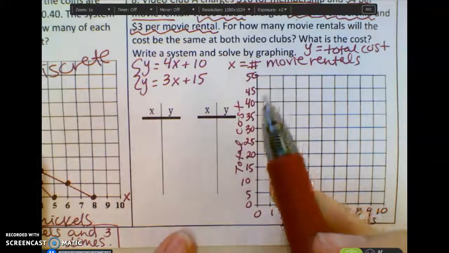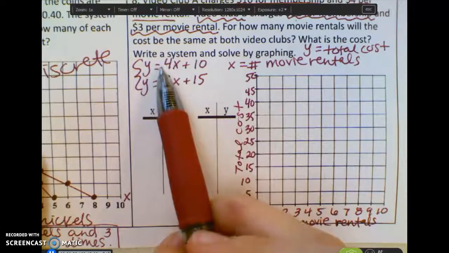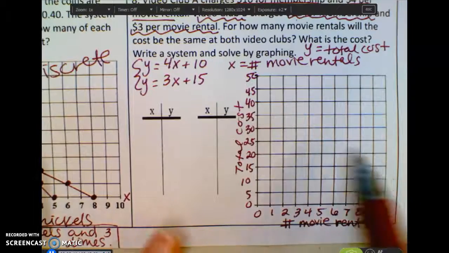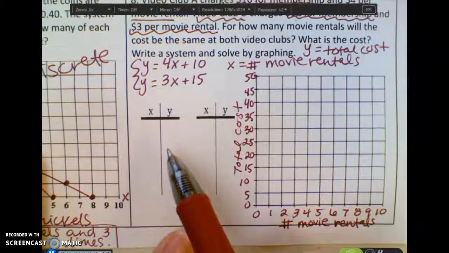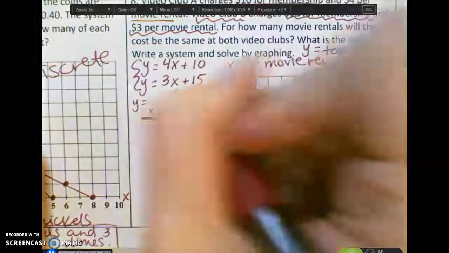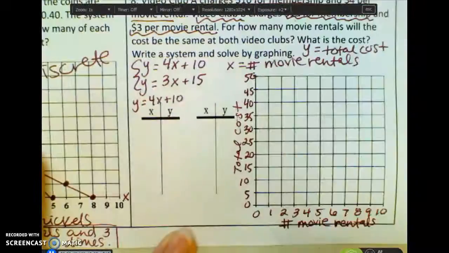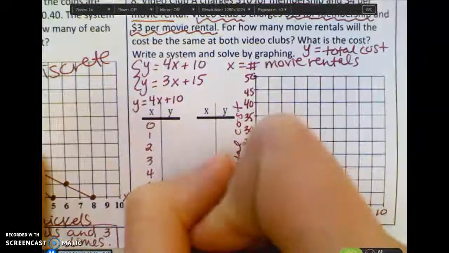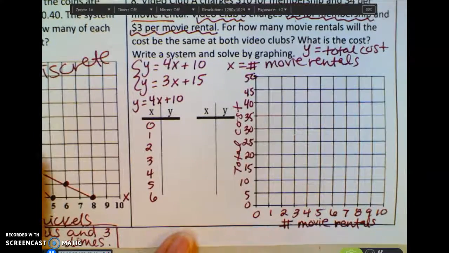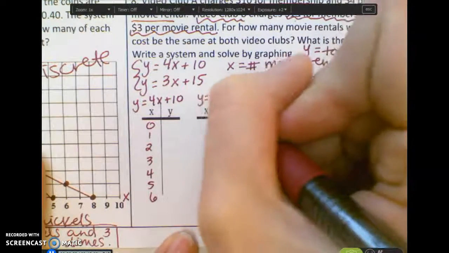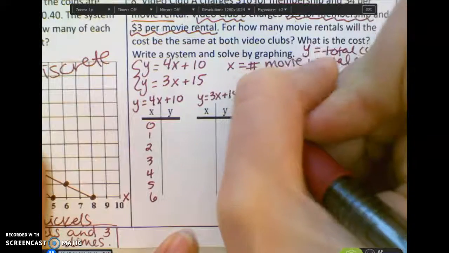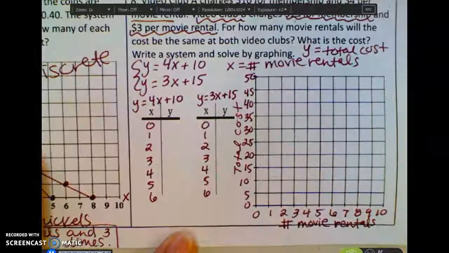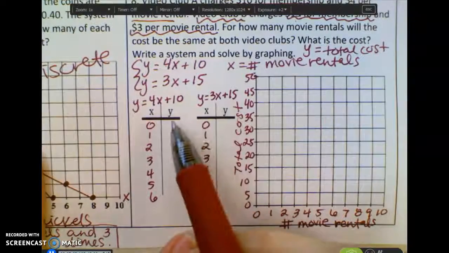Because this is scaled by 5s, it's going to be difficult to use our slope of 4 and our slope of 3 and do it precisely or be accurate. So it'll be better if we just make tables, and that's what we're going to do. So for this one, we're going to use 4x plus 10. And then for the x values, we'll just look at 0, 1, 2, 3, 4, 5, and 6. Then on this one, we're going to do 3x plus 15, and we'll use those same x values.